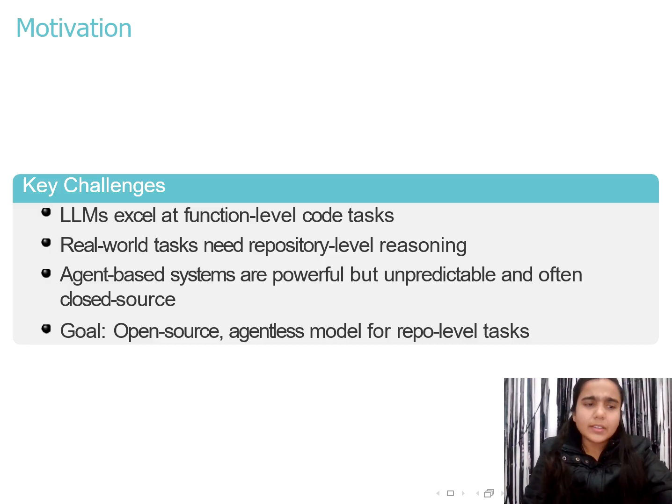They miss the wiring between files, leading to 20 to 30% success on benchmarks like SWE-bench or even agent-based systems like SWE-agent. They are powerful but unpredictable and often closed source. Our main aim is to have an open-source agentless model that reasons over an entire repository like a map, and that too for the LLM brains. So this is how we got the motivation for this paper, and let's see ahead.